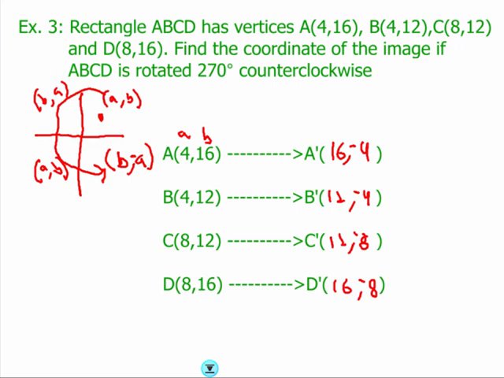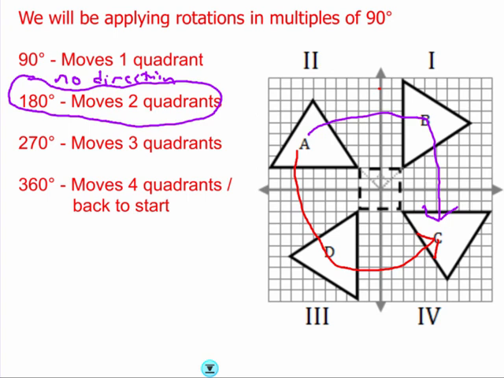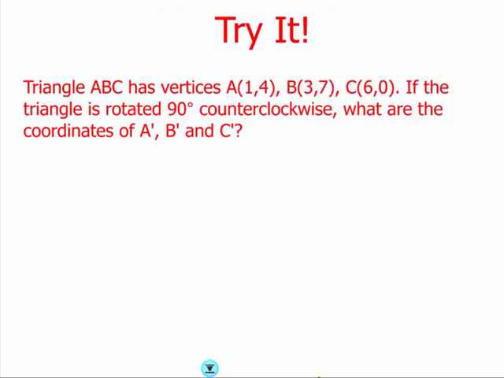So here is a problem for you to try. It says triangle ABC has vertices. Oh, that got messed up. Triangle ABC has vertices at (1, 4), (3, 7), and (6, 0). If the triangle is rotated 90 degrees counterclockwise, what are the coordinates of A prime, B prime, and C prime?